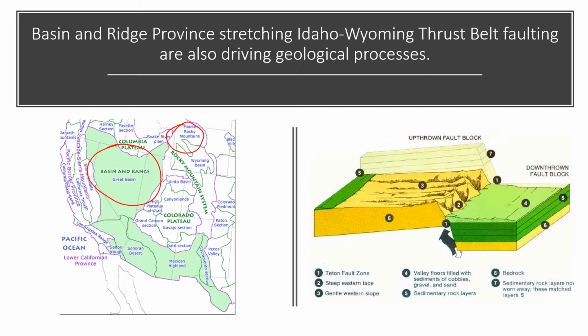What's happening here is the North American plate is stretching and thinning, and this gives rise to faulting, which looks like this. These are called normal faults or extensional faulting, where you have regions of the crust, regions of the North American plate that are pulling apart. And this is what's happening in the Teton Range.